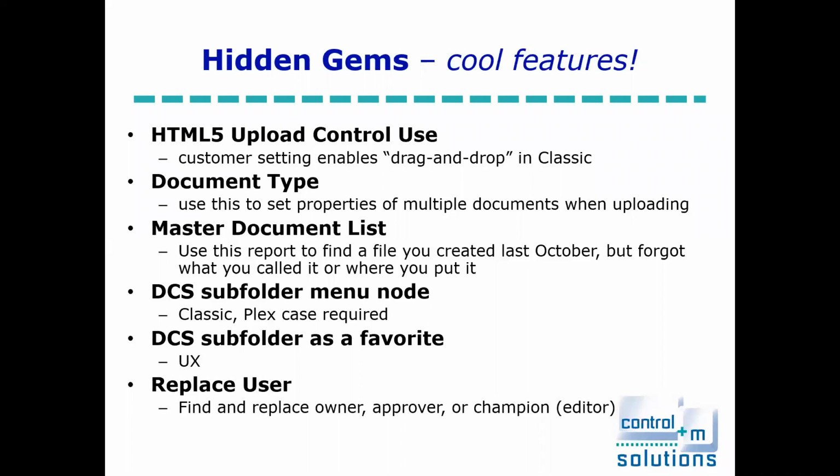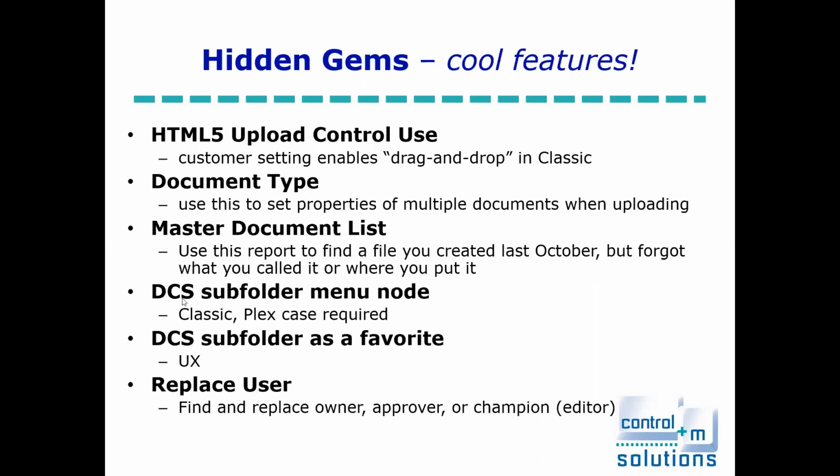But using document type, we can actually upload multiple documents at once, and they all inherit those settings based on the document type. If you've ever added a document into Plex and you just don't know where to find it, one of the easier tools to use is the master document list, which you can find in the report button in Plex document control. So let's say you created a file last October, but you forgot what you called it or where you put it. This report can allow you to see what documents have been added over time, and we can sort that report to find documents rather easily.